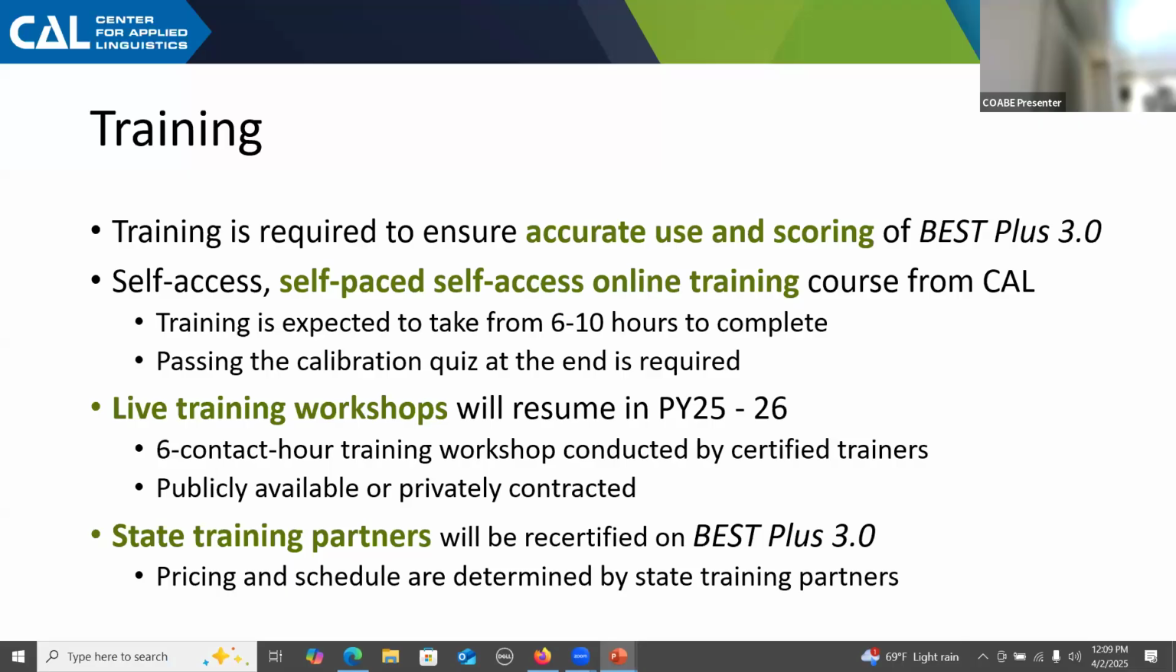There are quizzes towards the end. There are 2 quizzes that one must complete, but there are unlimited attempts allowed. So the point is to not rule the folks out of the process, but to make sure that test administrators are calibrated and can use the rubric consistently.